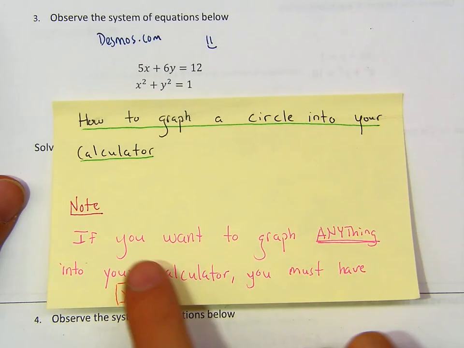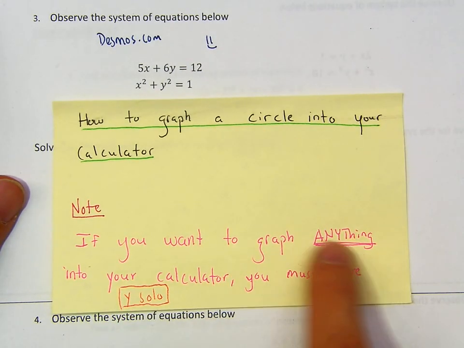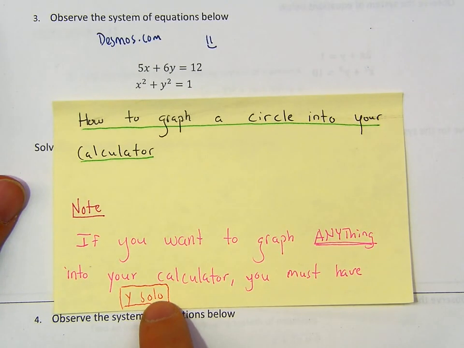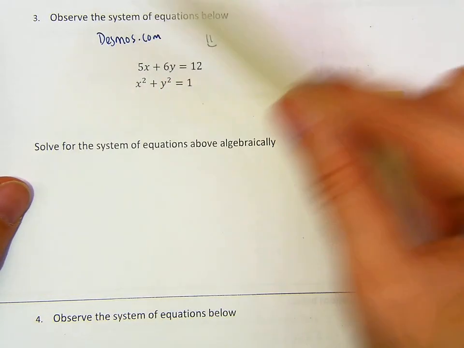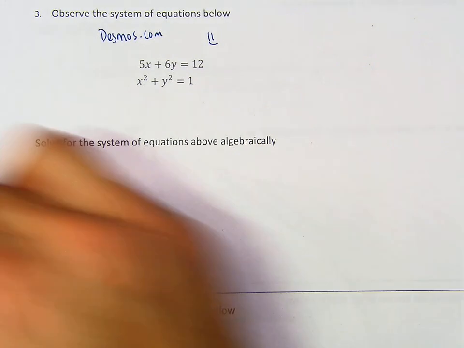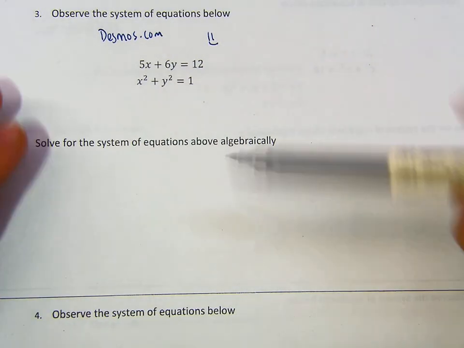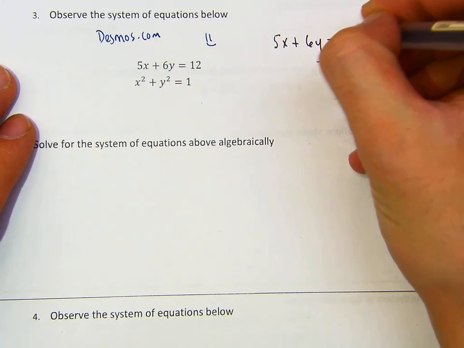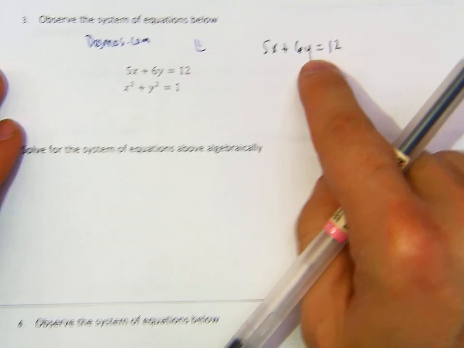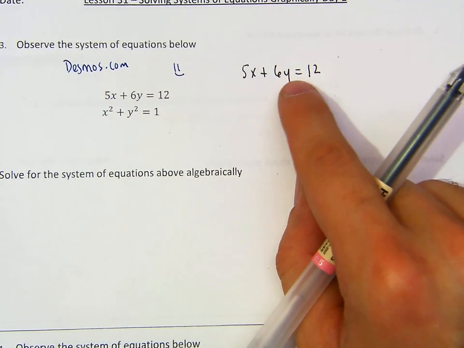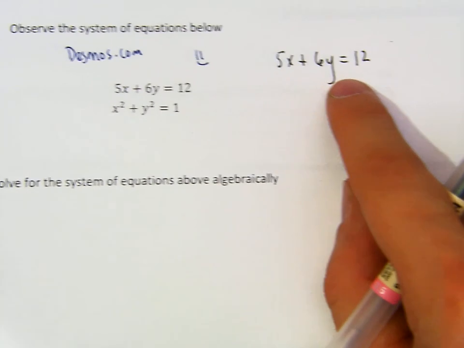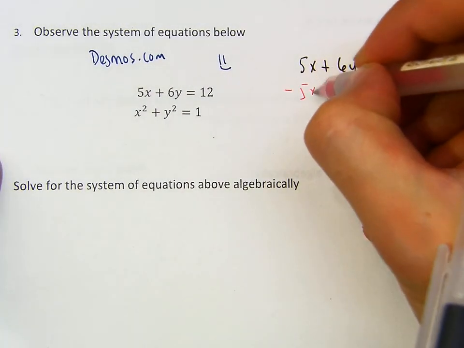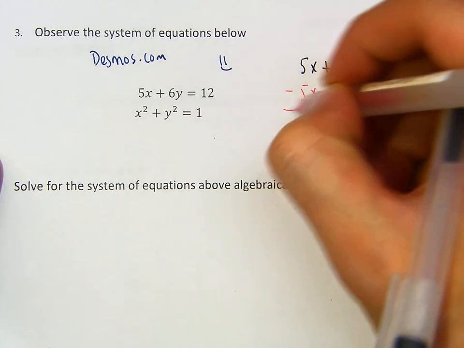So the idea is if you want to graph anything into your calculator, you must have y solo. You must get y by itself. So let's look at the first one over here. How do we get y by itself in 5x plus 6y equals 12? What do you do to do that? The first move would be to subtract 5x.